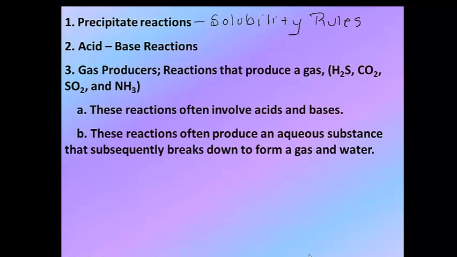And of the four gas producers, this guy right here, the hydrogen sulfide, will be the only one that forms immediately. When you do the double replacement, he is one of the products. The other three, you're going to have to recognize the interim substance. And we will do an example at the end of this lesson.